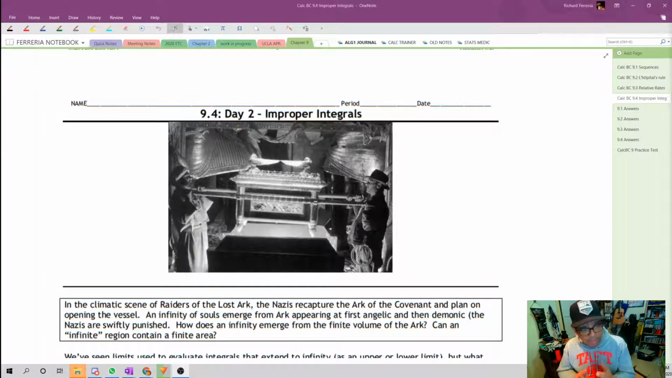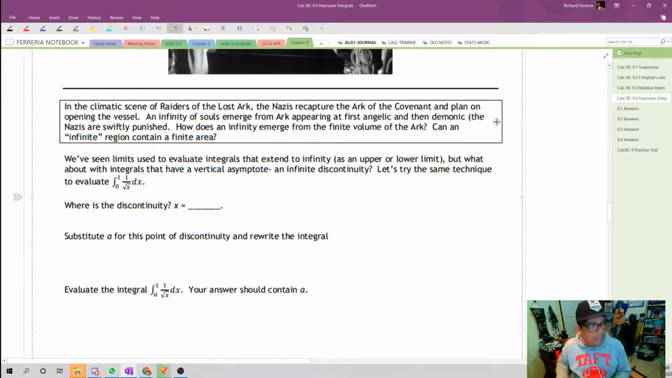How does an infinity emerge from a finite volume? That's a calculus question. Can an infinite region contain finite area? And we already saw that, yes, it can. We've seen limits used to evaluate integrals that extend to infinity as an upper and lower limit, but what about integrals that have a vertical asymptote, an infinite discontinuity? So we're going to try the same technique that we used for infinite limits with improper integrals that are not infinite. At least they don't go to infinity.